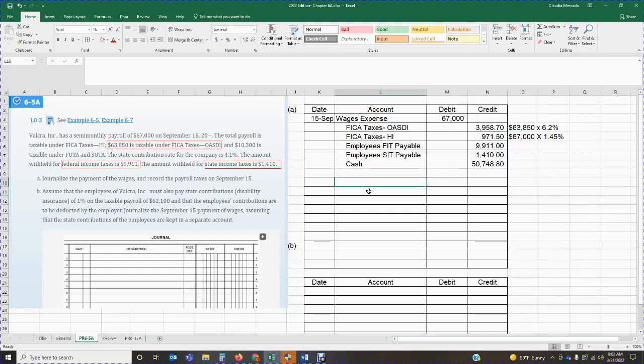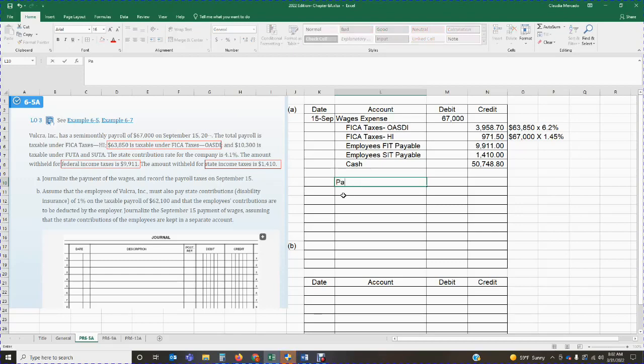Now we also have to record our payroll taxes. These are the taxes that the employer is responsible for. Remember, the top part is what is being withheld from the employee's paycheck. Part B, which is the payroll taxes, is the amount that the employer has to contribute for having these people as their employees. They have to pay taxes for these employees based on their earnings.